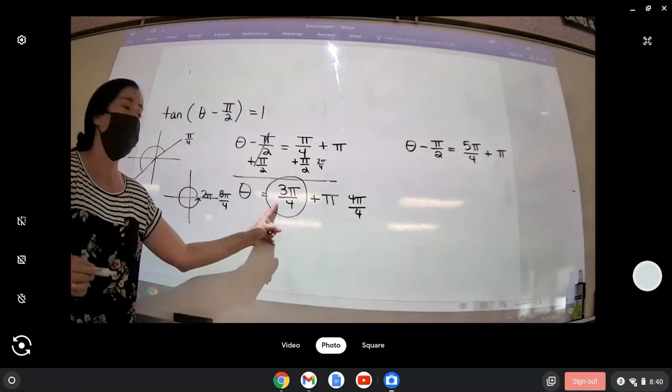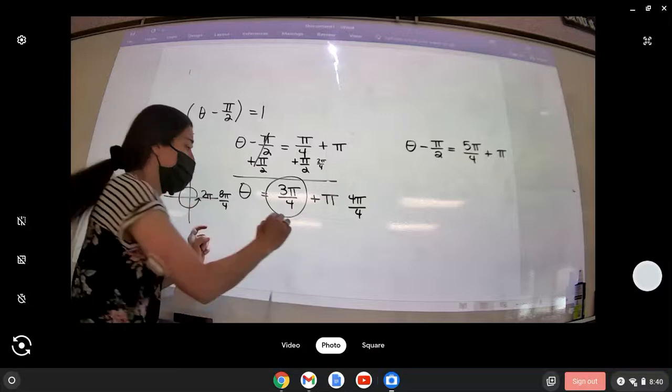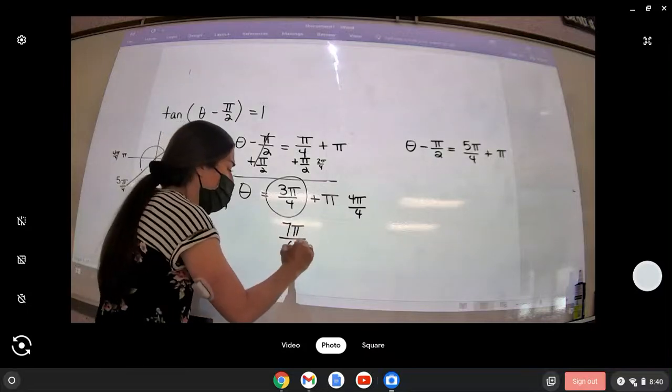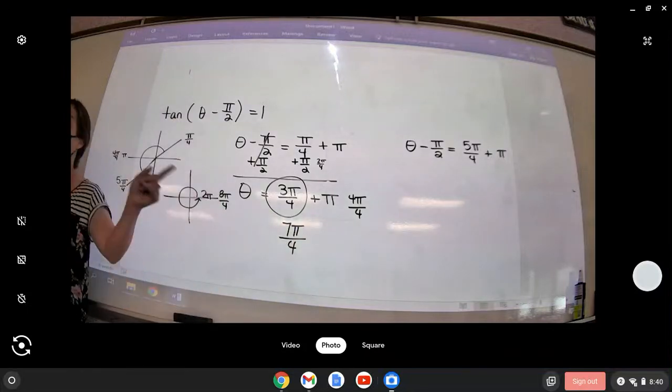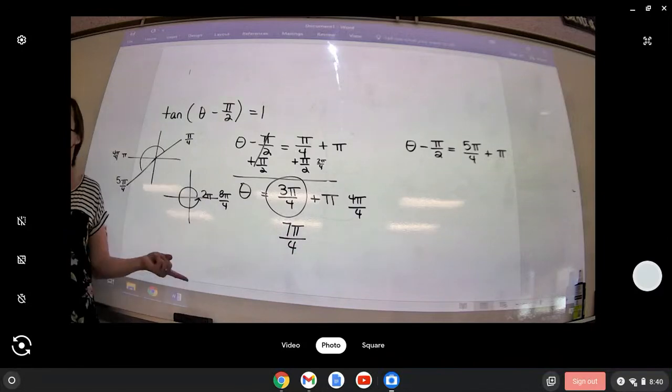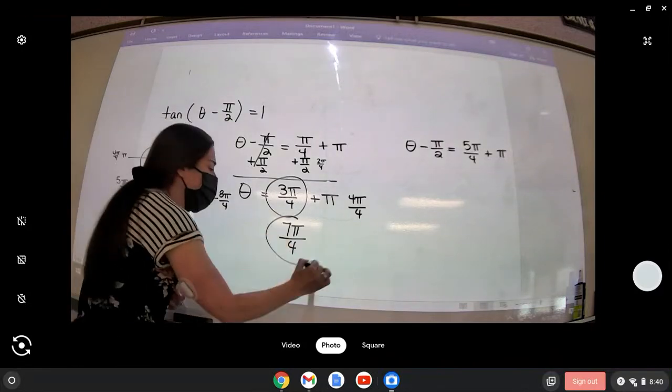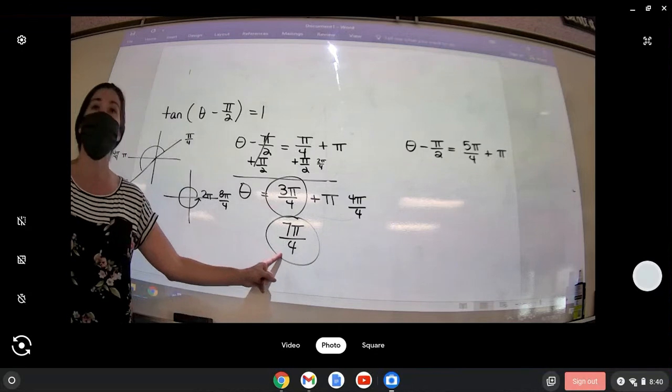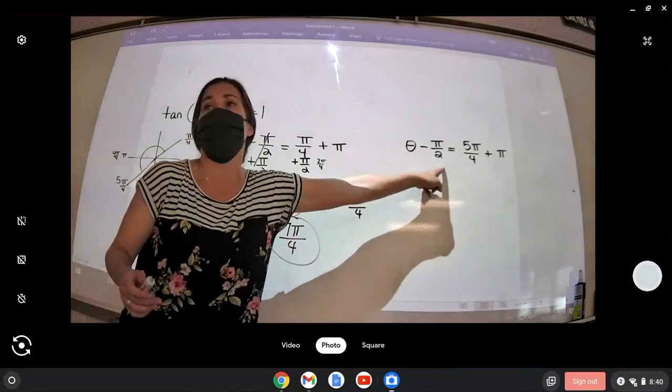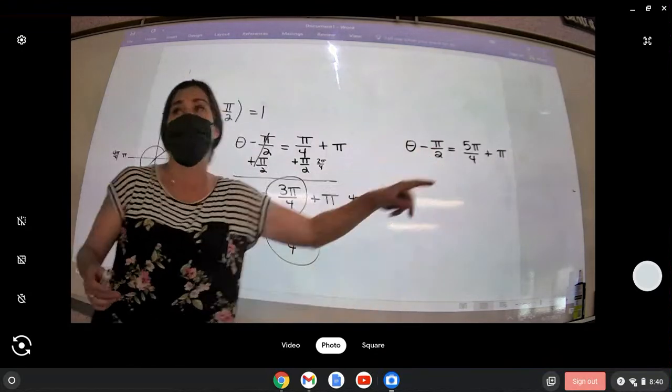Over 4. So 3 pi over 4 plus 4 pi over 4 makes 7 pi over 4. Is 7 pi over 4 within that 0 to 2 pi range? Yeah, it's under 8 pi over 4. So it's another answer, which means, guys, this is the answer you would have gotten when you solved this one. The second answer is his first answer.